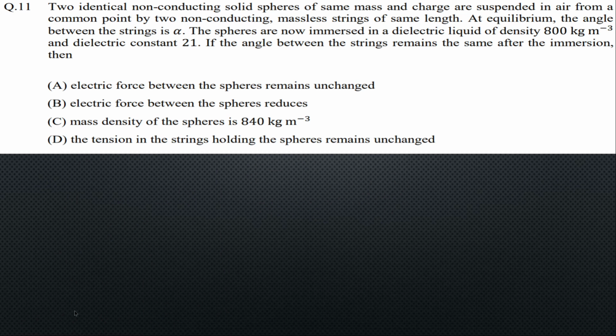So we have this new problem, again a very easy problem. Two identical non-conducting solid spheres of the same mass and charge are suspended from a common point by two non-conducting massless strings of the same length. At equilibrium, the angle between them is alpha. The spheres are now immersed in a dielectric liquid of given density and dielectric constant. The angle between the strings remains the same after immersion. We are required to find the density of the spheres, the electric force, and the tension.